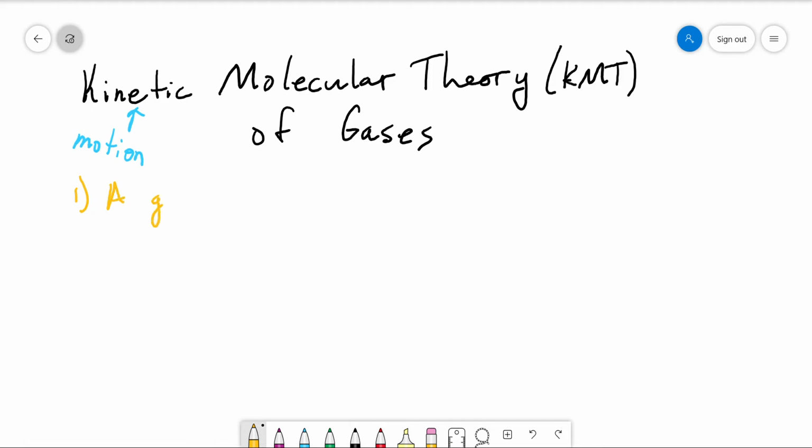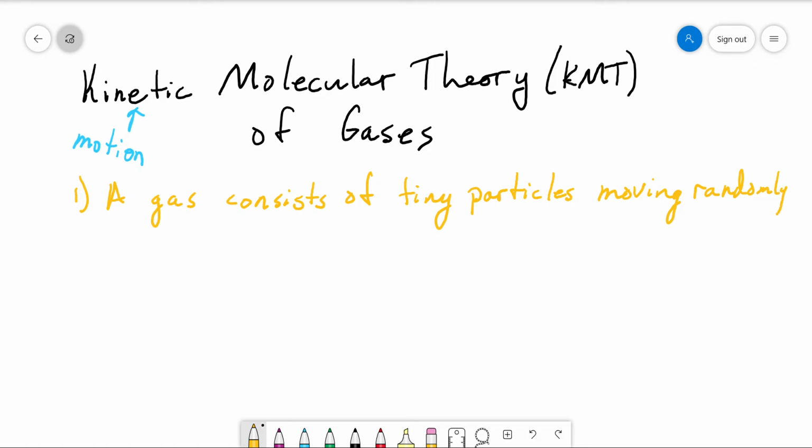1, and this is going to be a little boring, sorry. A gas consists, good way to preface a video, huh? Of tiny particles moving randomly. Okay, and when we say particles, we mean molecules or atoms.